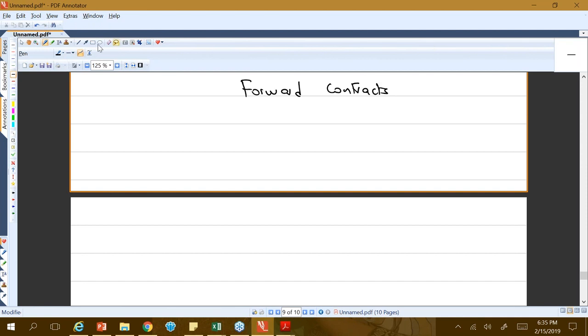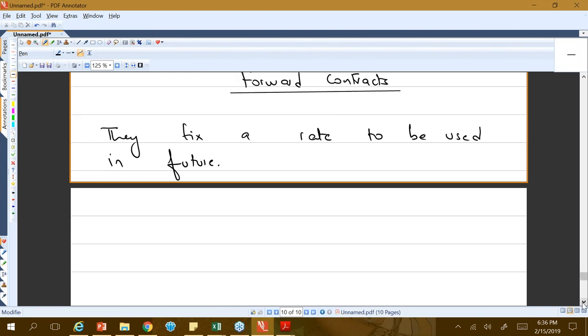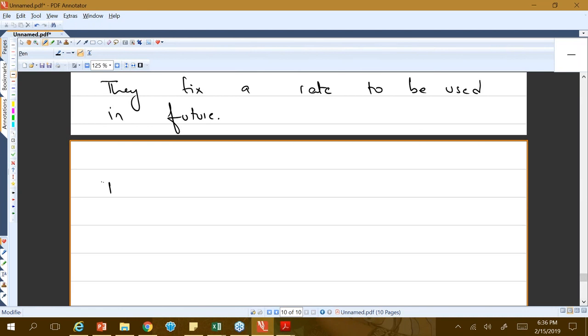Forward contracts. Forward contracts are such contracts which fix a rate, an exchange rate, to be used in future. They are legally binding contracts.